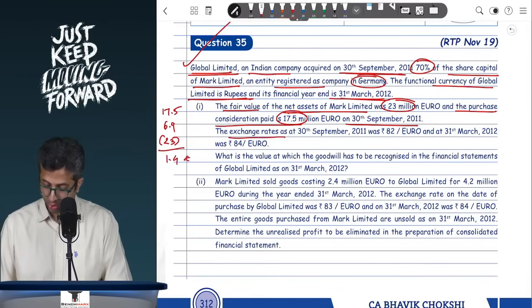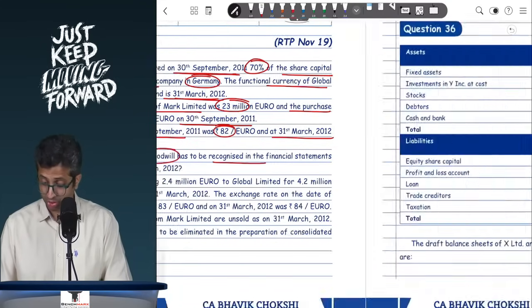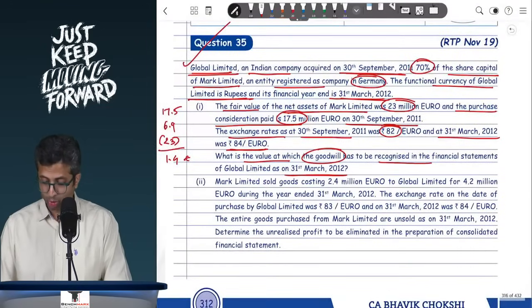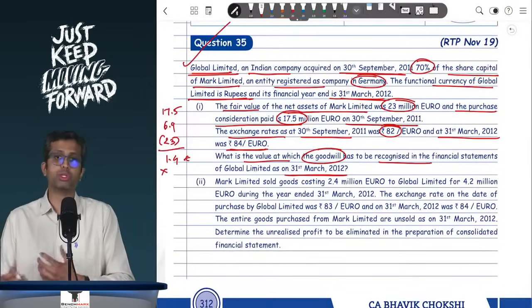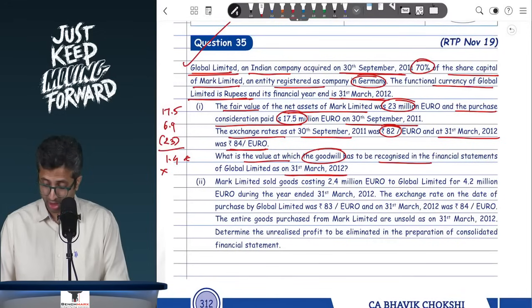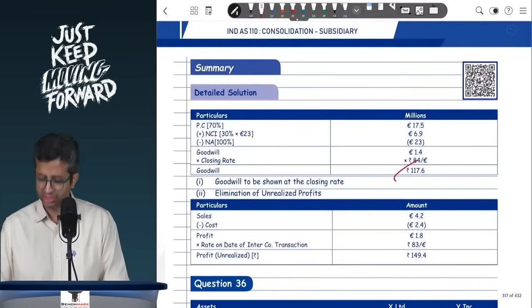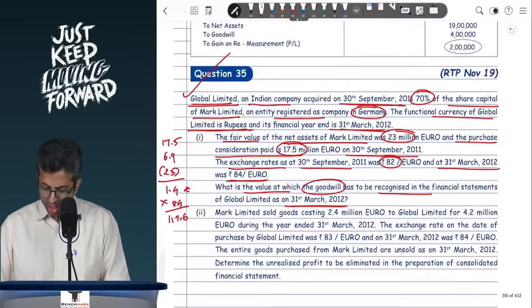The exchange rate on 30th September was 82 per euro, and then on 31st March 2012 was 84. What is the value at which the goodwill has to be recognized in the financial statements on 31st March 2012? Now, goodwill in euros is fixed. However, goodwill is treated as an asset of the foreign operation, and hence it will also have to be converted at the closing rate, and hence at 84, it will be 117.6. This is point number 1.